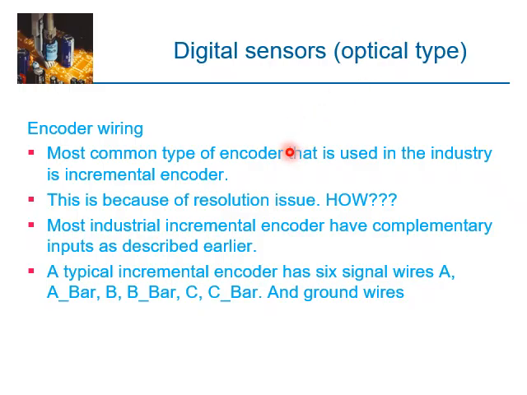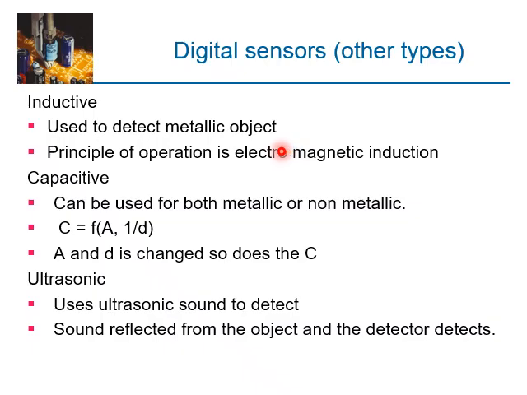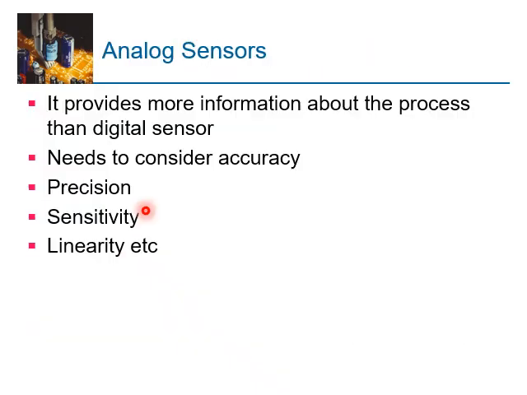Let's now move on to digital sensors. Other types of digital sensors: you can have an inductive digital sensor to detect metallic objects. You can have a capacitive type digital sensor to detect metallic and non-metallic objects. What you can vary is the overlapping area or the distance between the two plates. Ultrasonic sensors can also be used for robots and detection of metallic or non-metallic objects. So this is also used.